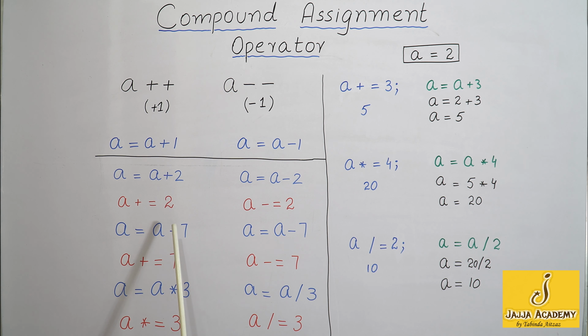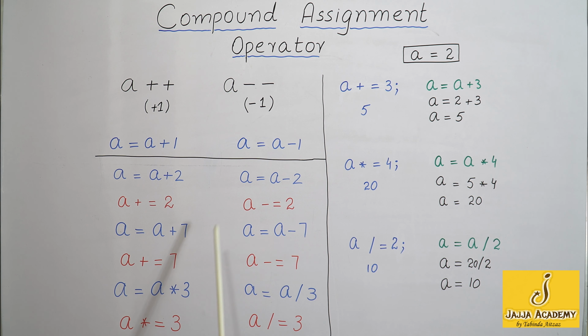Now, if I want to add 7 to the value of variable A, then I will write A plus is equal to 7, and this expression will add 7 to the variable A. Similarly, if I want to multiply the value of A by 3, then by using the compound assignment operator, I will write this statement as A asterisk is equal to 3, and it will multiply the value of A by 3.